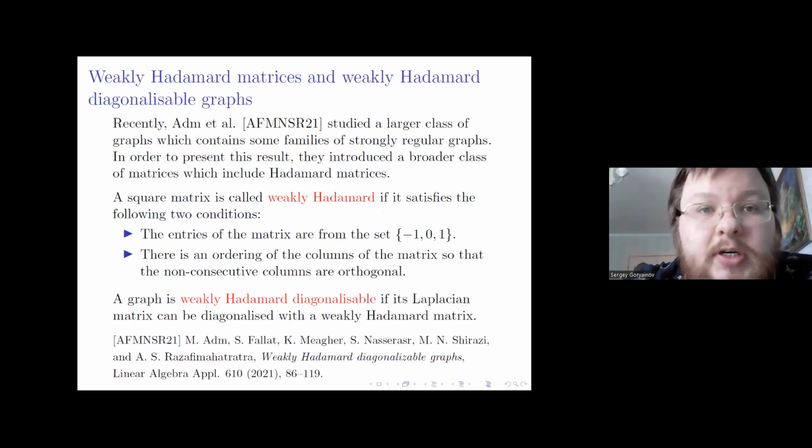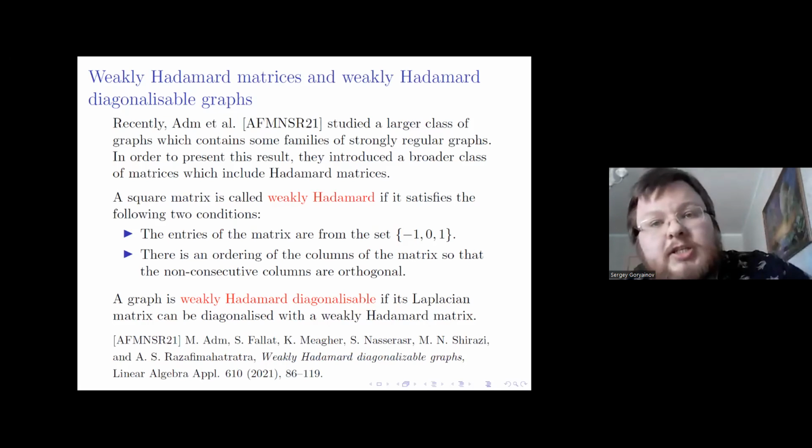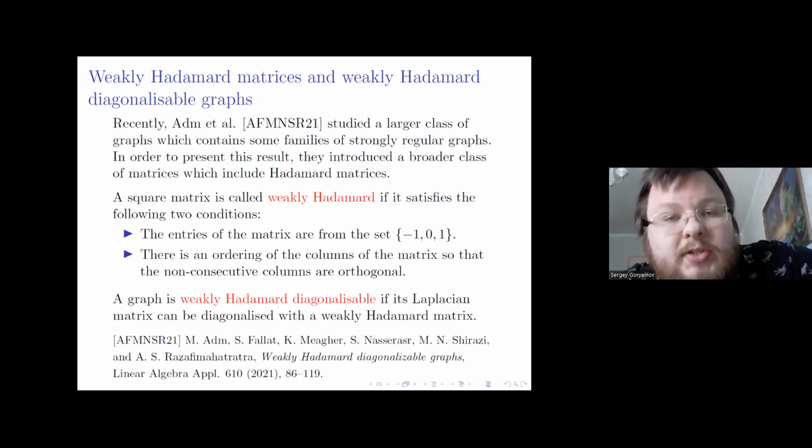Recently, Adamar et al. studied a larger class of graphs which contains some families of strongly regular graphs. In order to present their result, they introduced a broader class of matrices which include Adamar matrices. A square matrix is called weakly Adamar if it satisfies the following two conditions.